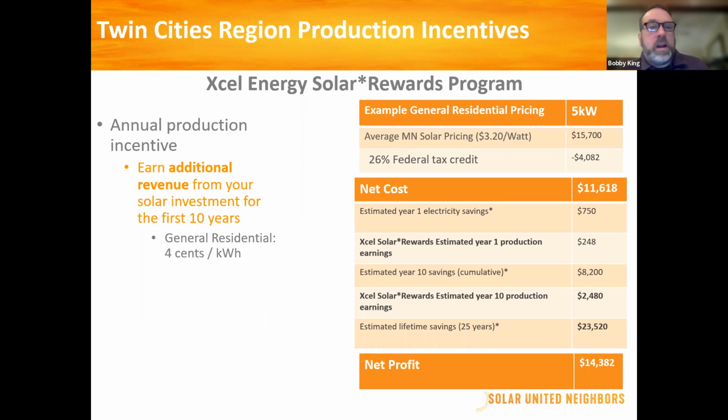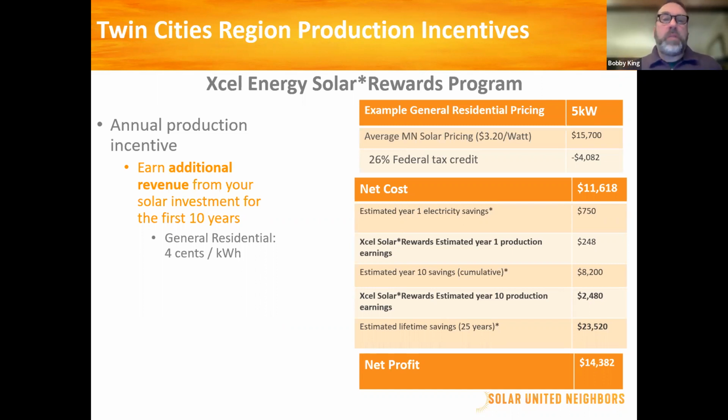The way it works now is you'll get 4 cents a kilowatt hour. They'll pay you 4 cents a kilowatt hour for 10 years. In order to get that, you have to agree to limit the size of your solar array to 120% of your annual usage. In Minnesota, you can go up to 40 kilowatts, which is a large system, and still get net metering.